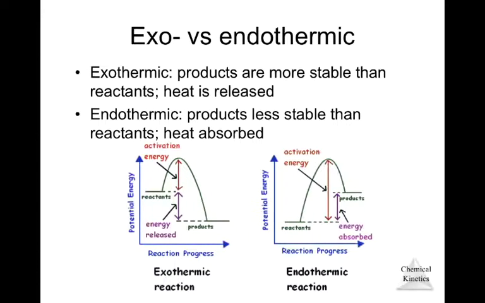Endo versus exothermic, we've used those terms before. If it's an exothermic, the products are going to be more stable than the reactants, so heat is going to be released. Heat exits the reaction. If it's endothermic, it's the opposite. So endothermic, heat gets absorbed, so our product has heat being absorbed. It's not giving us energy back. These guys are going to be less stable in this case.